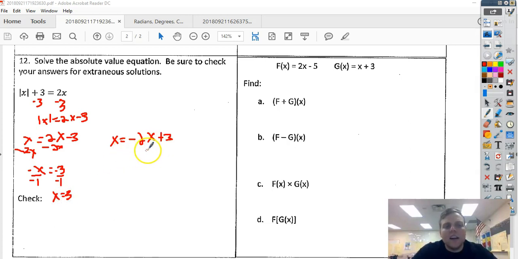And then over here, I would have to add 2x, so then I get 3x is equal to 3, divide by 3, and I get x is equal to 1. So I have two answers for x, 1 and 3. So now I must check to see if either one of those is extraneous.